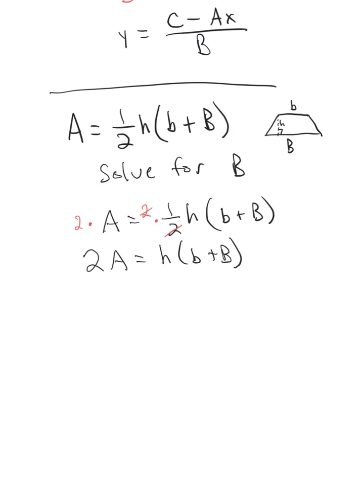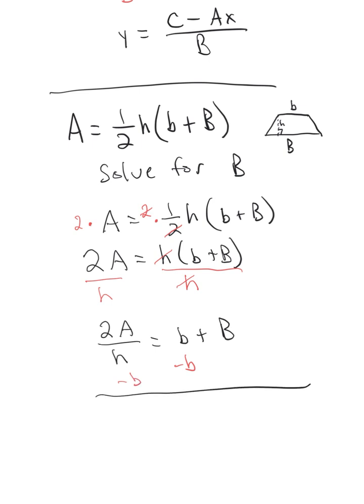Now I want to keep getting towards my goal. If I divide both sides by h, that isolates the stuff in the parentheses. So you have 2 capital A over h equals little b plus big B. And now we're right there. Just got to take away b from both sides.